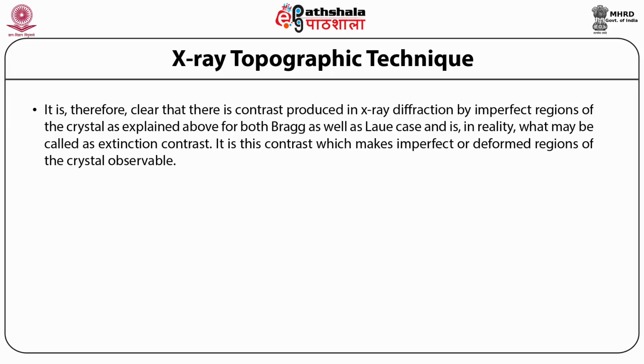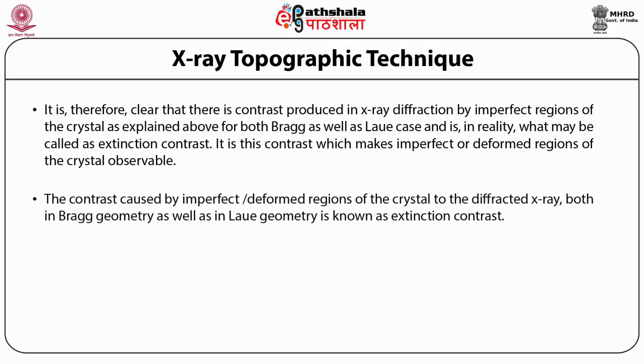It is therefore clear that there is contrast produced in X-ray diffraction by imperfect regions of the crystal as explained above for both Bragg as well as Laue case, and is in reality what may be called extinction contrast. It is this contrast which makes imperfect or deformed regions of the crystal observable. The contrast caused by imperfect or deformed regions of the crystal to the diffracted X-ray, both in Bragg geometry as well as in Laue geometry, is known as extinction contrast.